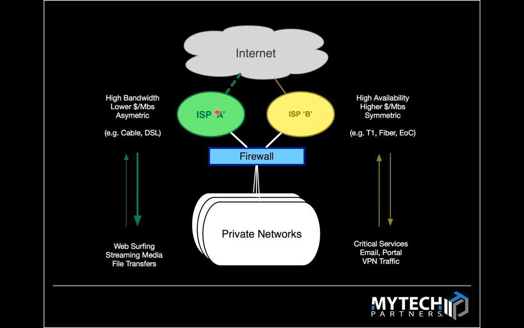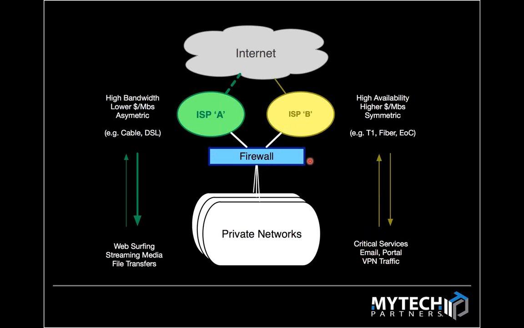So for the fast, low-cost pipe, we may use something like a cable or a DSL modem or some other lower cost per megabit service, in addition to a more reliable type of service that may have higher reliability metrics and better QoS and better SLAs, oftentimes associated perhaps with static IP addresses as well, that can allow us to host those critical services that we have on our site, whether those be email or portal access or certain hosted applications.